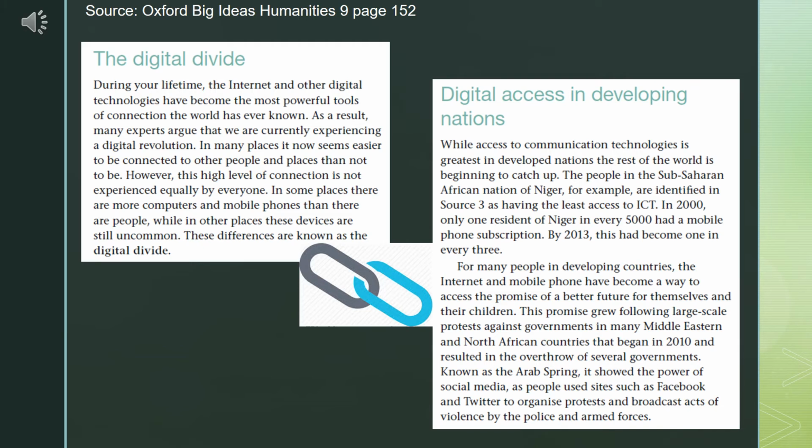For many people in developing countries, the internet and mobile phone have become a way to access the promise of a better future for themselves and their children. This promise grew following large-scale protests against governments in many Middle Eastern and North African countries that began in 2010 and resulted in the overthrow of several governments. Known as the Arab Spring, it showed the power of social media, as people used sites such as Facebook and Twitter to organise protests and broadcast acts of violence by the police and armed forces.